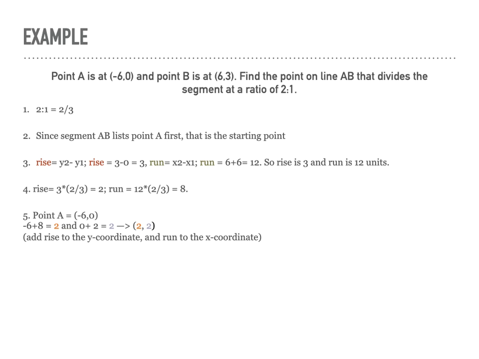Now we will add our new partitioned rise and run to our point A coordinates. Now the step is to add the rise to the y coordinate and the run to the x coordinate. And our new point is 2, 2.